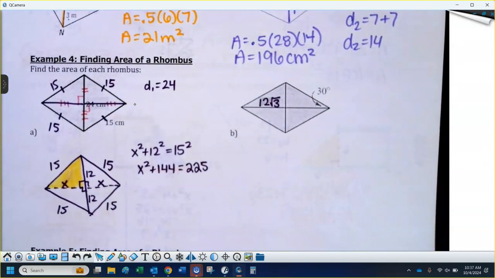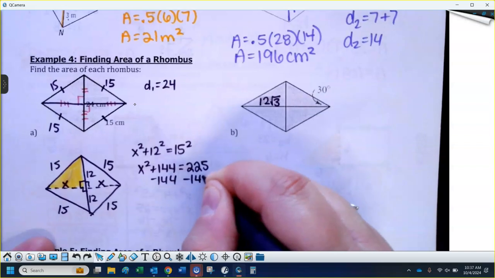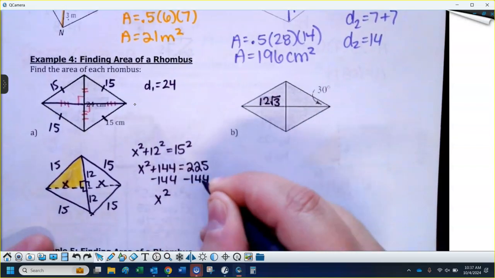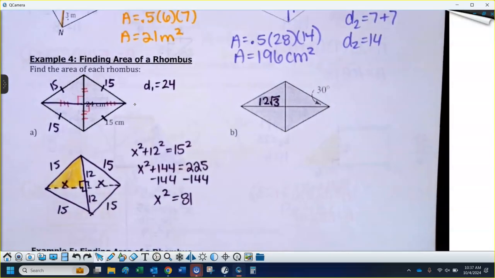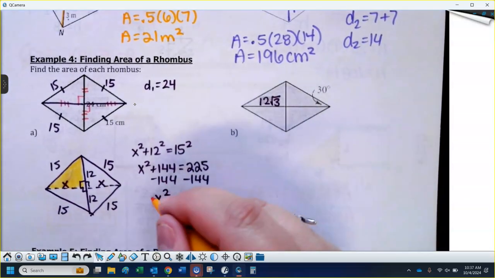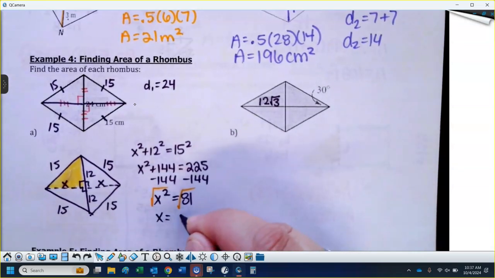So I'm going to take 225, subtract the 144. And we'll have to take a square root, but it should be a nice number. So 225 minus 144 is 81. Does anybody know the square root of 81? 9. This is 9. Okay, now, this is important.